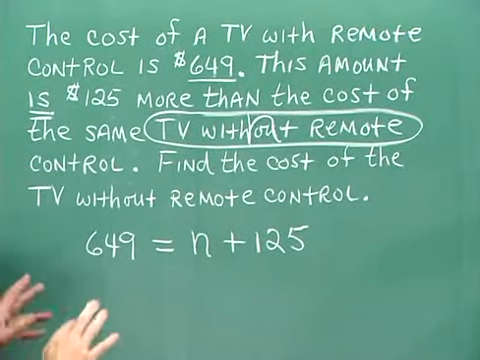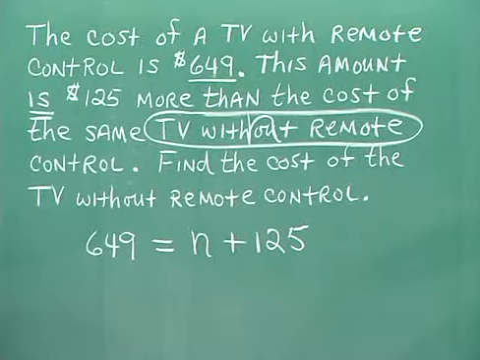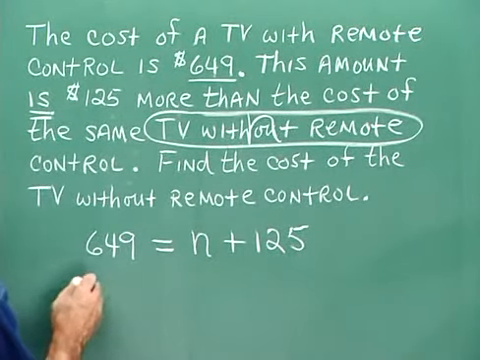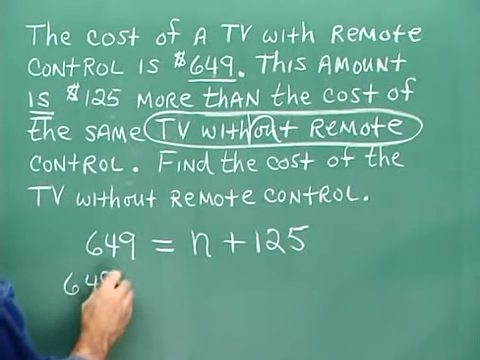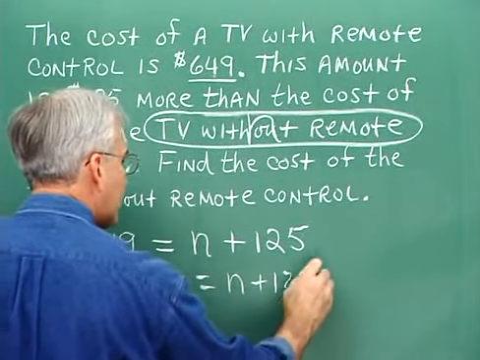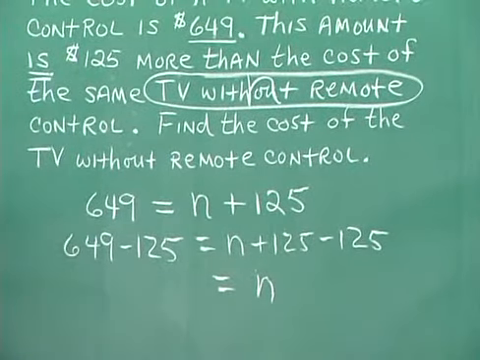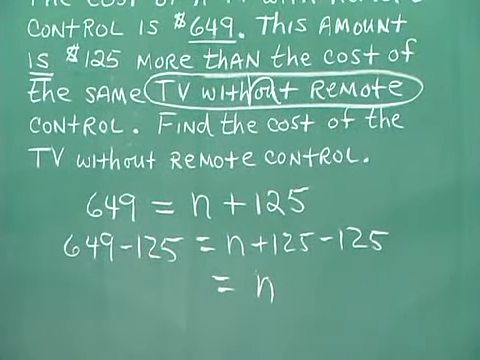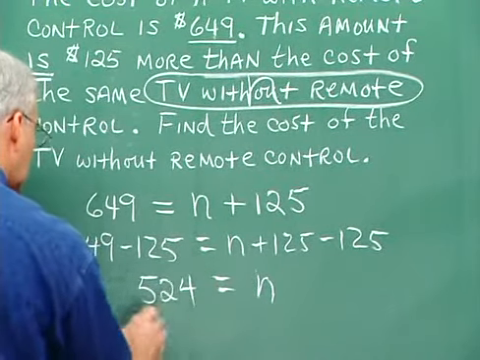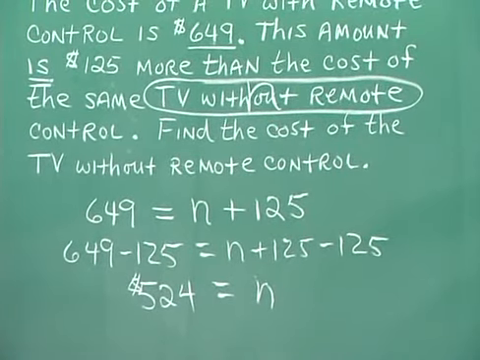You see, you think about it enough and we come to some kind of conclusion like this. Now, subtracting 125 on both sides will solve the problem. So I'll go ahead and do that. 649 minus 125 equals the right side minus 125. So on the right, we're isolating the N as expected. 649 minus 125 is 524. So the cost of the TV without the remote control is $524.